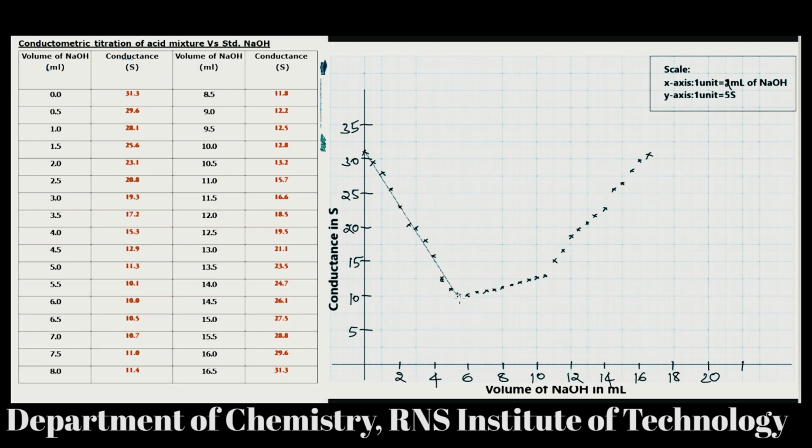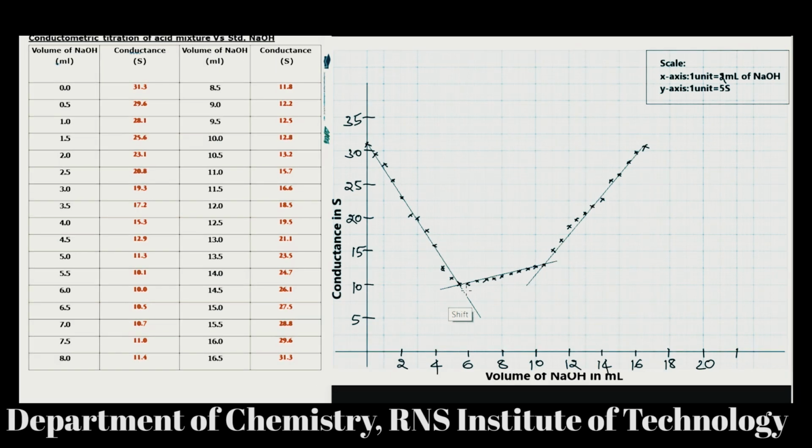With the help of the graph, we are going to get the point of intersection, that is, exactly the volume of NaOH required to neutralize the HCl, which is V1. We should substitute that, and the volume of NaOH required to neutralize both the HCl and the acetic acid, which is V2, we are also going to get with the help of the graph.